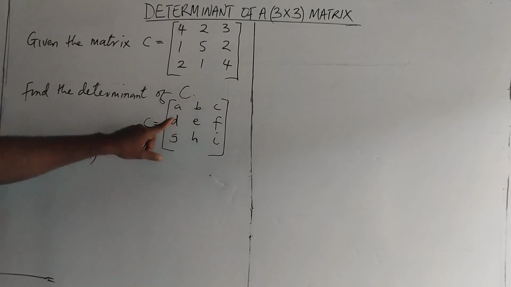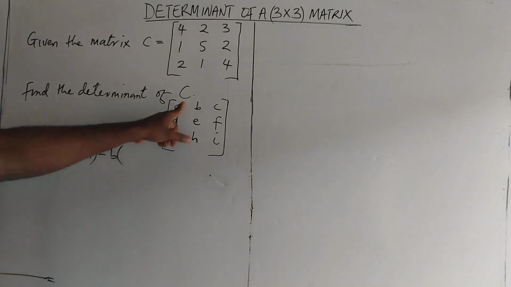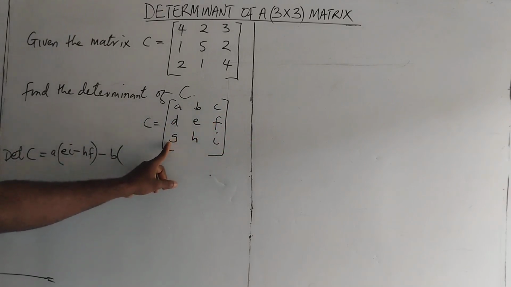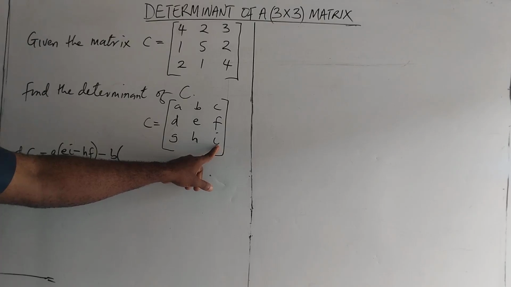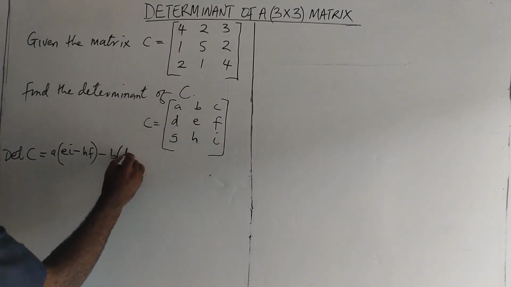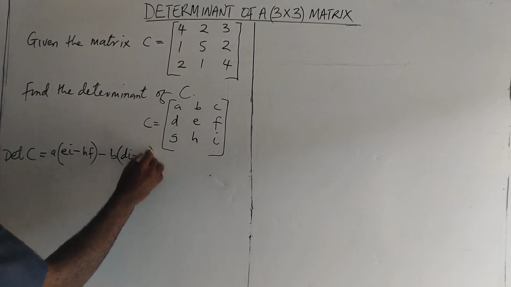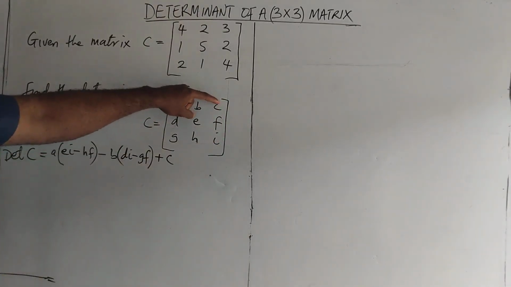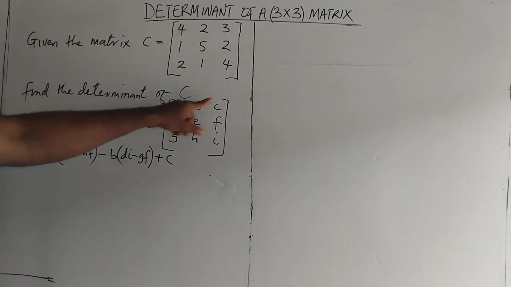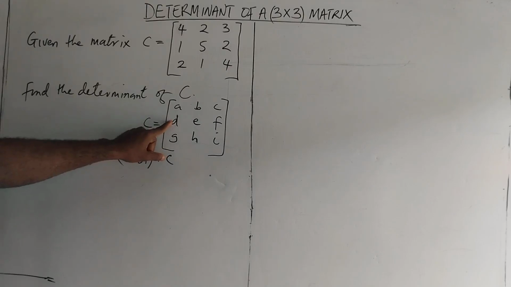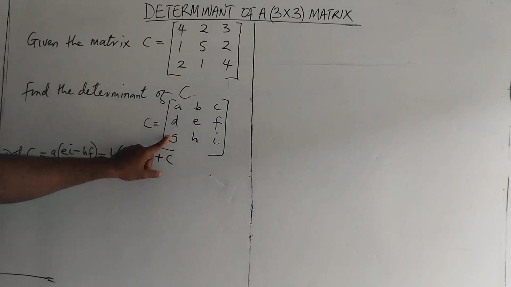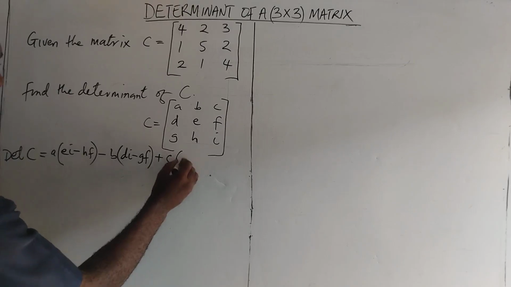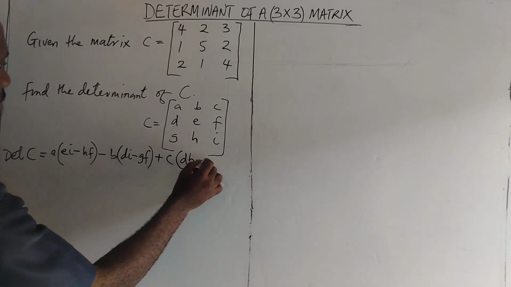Then minus, taking B into consideration, I will remove every other element in the same row and column. And I will have D, F, G, I. Then the determinant is DI minus GF. Then the last one is C. If I'm considering C, I will remove every other element in the same row and column, and the minor matrix I will have is D, E, G, H. And the determinant is DH minus GE.